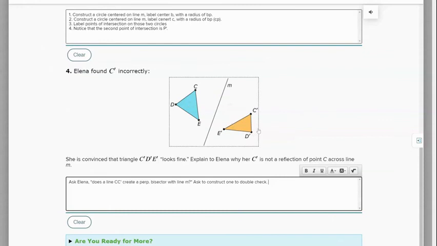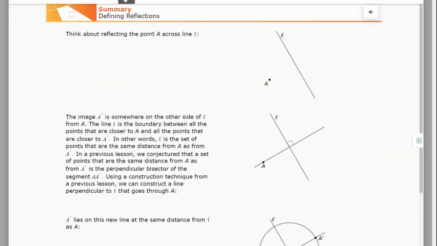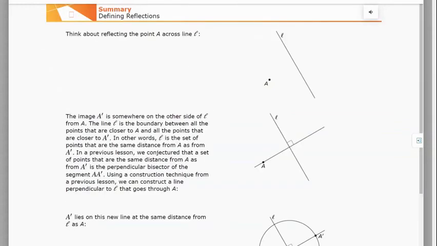And you can ask, do these two images look the same? That's another question you could probably ask Elena, right? Does the pre-image look congruent to the image? You could ask her that. That would probably help out as well. And just like your left hand, right? Your left hand should look very similar to your right hand, right? Proportionality.